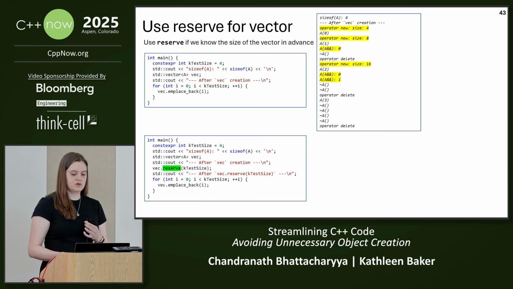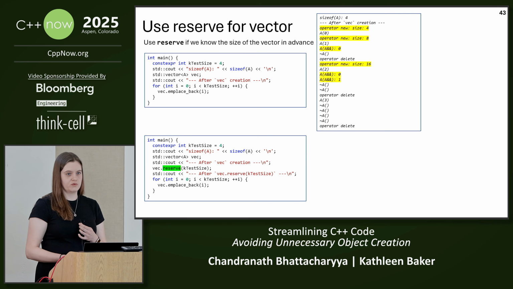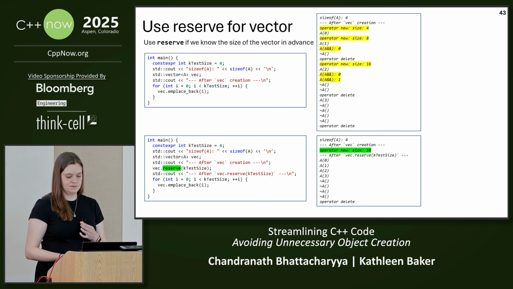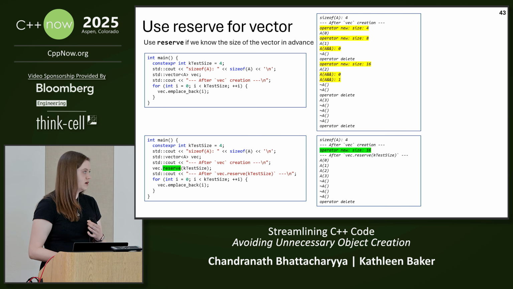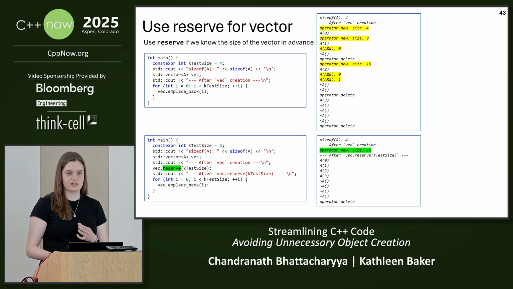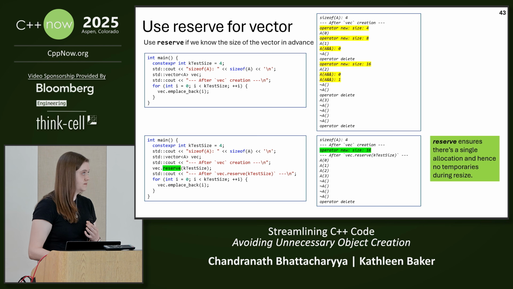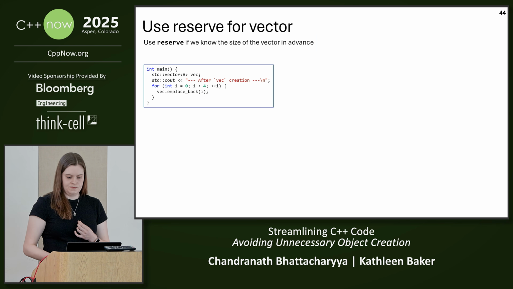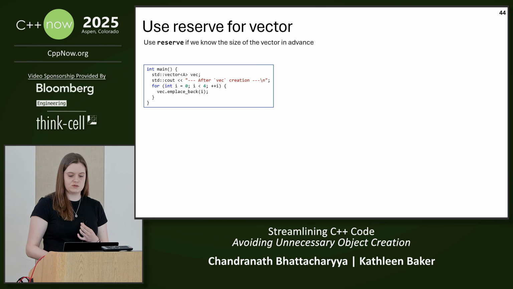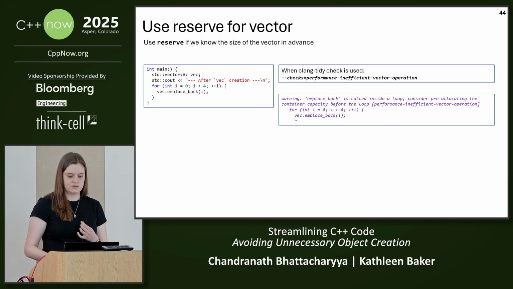Let's compare to an example where we reserve the size of the vector before emplacing back objects. When we use reserve, operator new is only called once with the size of the vector we need, and the move constructor for A isn't called at all because no objects need to be moved. So reserve again here ensures there's a single allocation and no resizing is needed. There's also a clang tidy check you can use to catch this case in your code. If you have an emplace back in a loop, it will suggest you call reserve before the loop.